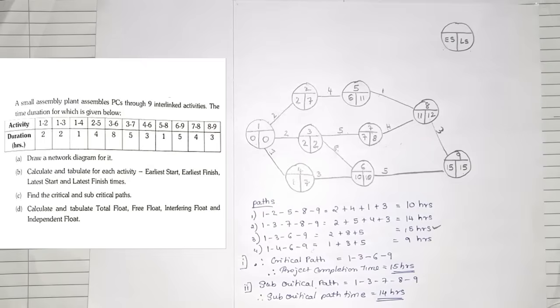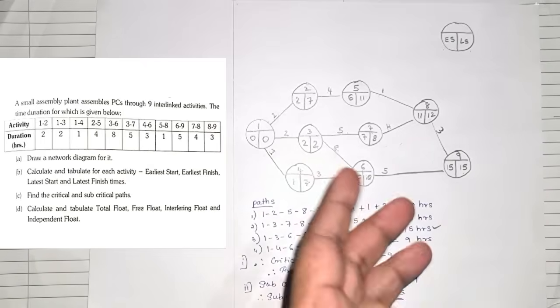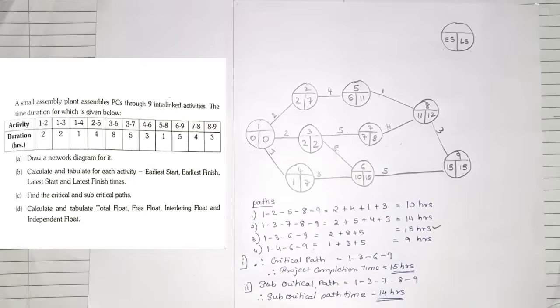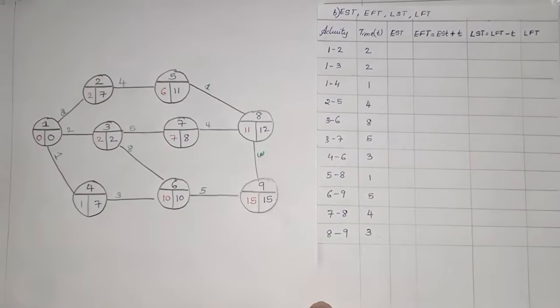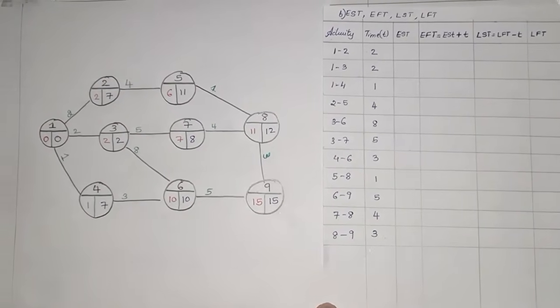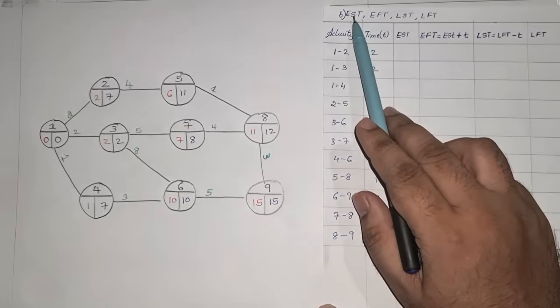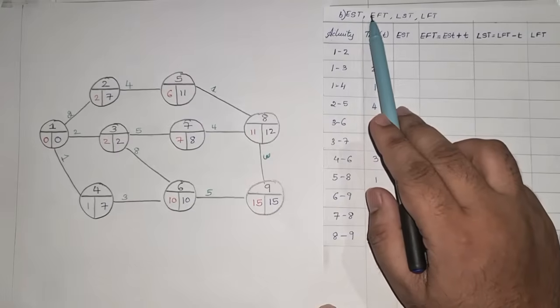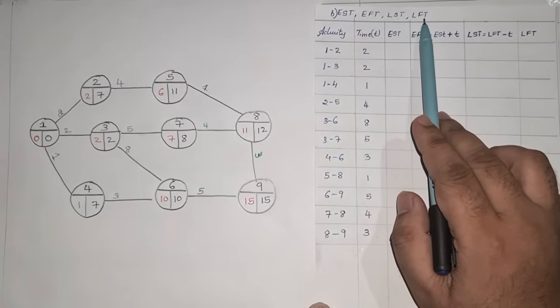Okay. So once you all have done this, now we'll see ahead how we can use these values in formulating the remaining table. Now let us see how to go ahead with this sum. Okay, now let us start with the second part where they've asked us to find EST, that is early start time, EFT, early finish time, latest start time, latest finish time.